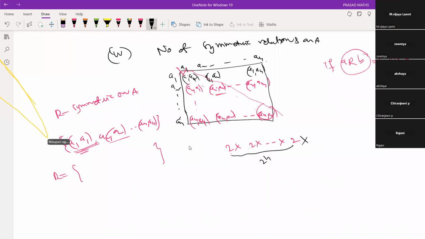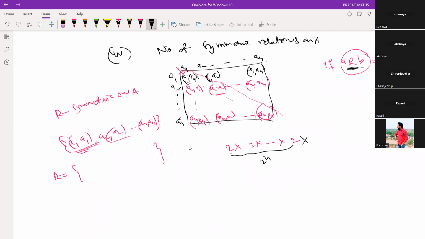Now how do we see the rest of them? Either fill A1 A2 or fill A2 A1. I will fill the below diagonals. Automatically the above diagonals are not our business. You need to fill the below diagonal elements. If you fill the below diagonals, automatically the above diagonals are filled by the same elements, because I need to have a symmetric relation. So it is enough to fill these lower diagonal elements.